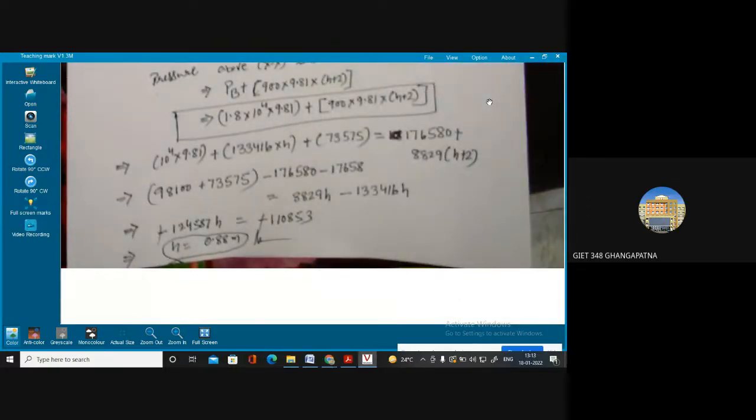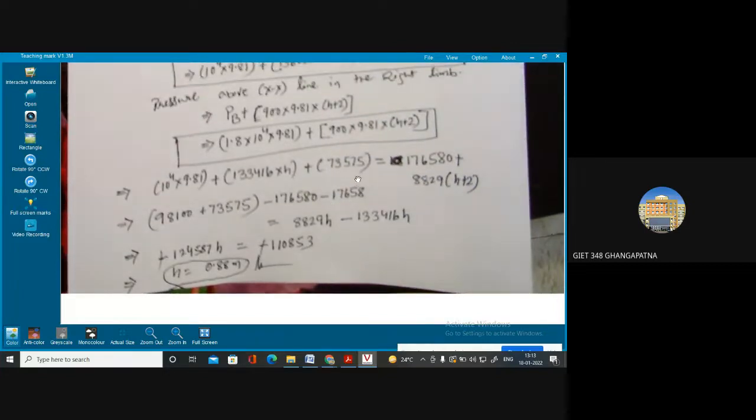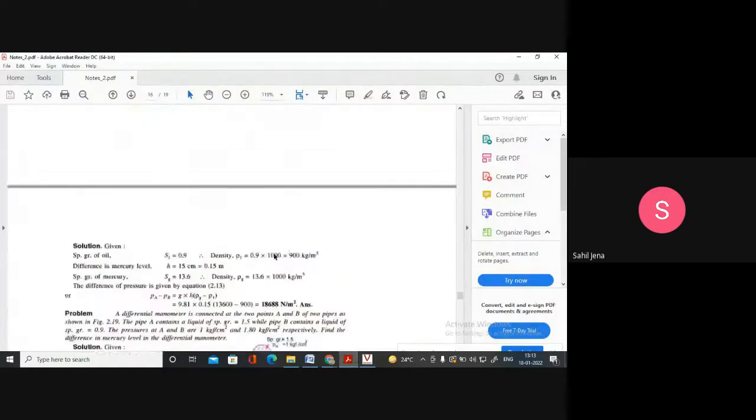Any doubts here? Calculation you have to do, but is this clear? Anywhere any calculation mistakes, you just cross check it, because I'm doing it on this calculator and maybe there might be a problem. 0.88, are you all getting this answer? Okay, just cross check it. The procedure is clear to you.